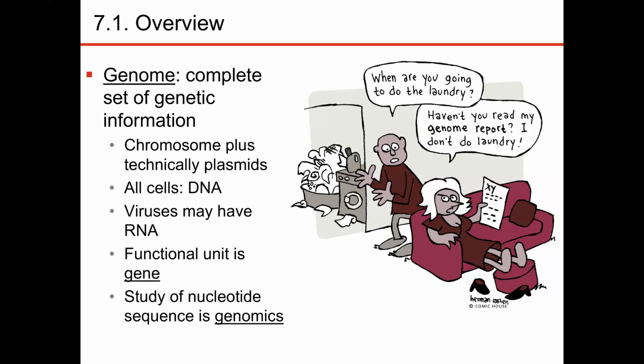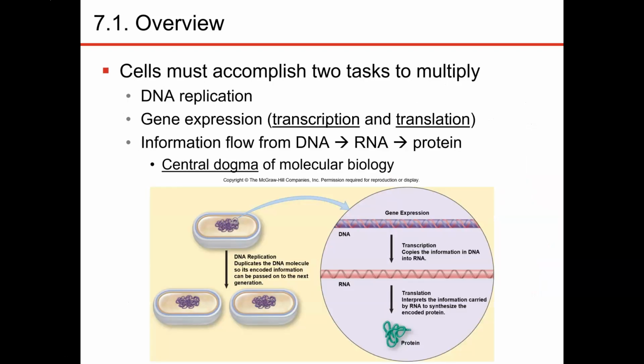The study of nucleotide sequencing is known as genomics. And this is a huge field because we're trying to identify every gene for every single organism on Earth. Right? So all cells need to be able to replicate to survive. And there are two basic functions that cells have to do so that they can survive and replicate. The first is they have to copy their DNA so that each new daughter cell will have a copy of the DNA. And the second is they have to be able to produce proteins.